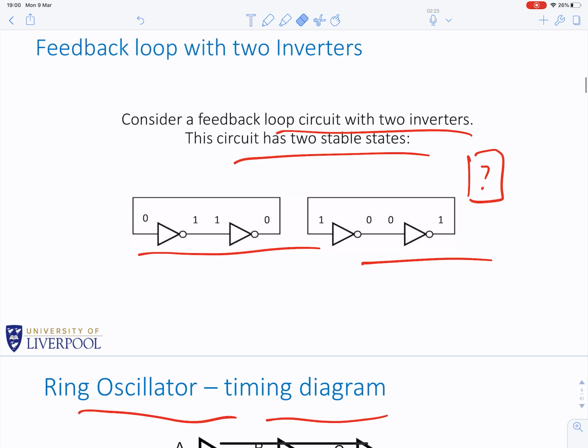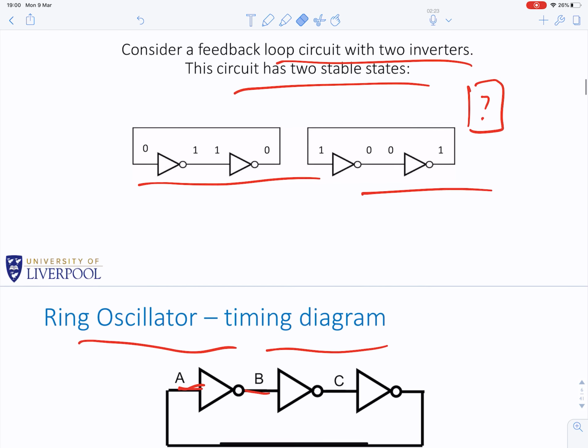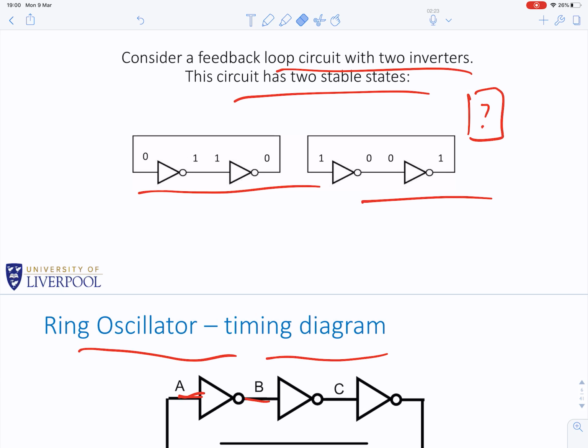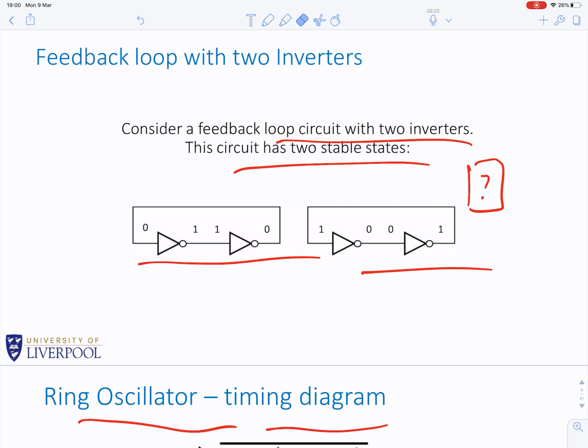So let's look at the feedback loop with two inverters. Consider the feedback loop with the two inverters. This circuit has two stable states. The first one is 0 and 1, and the second one is 1 and 0. Initially at 0, we have 1 and then 0. And initially we have 1, we have 0, and now it's 1.